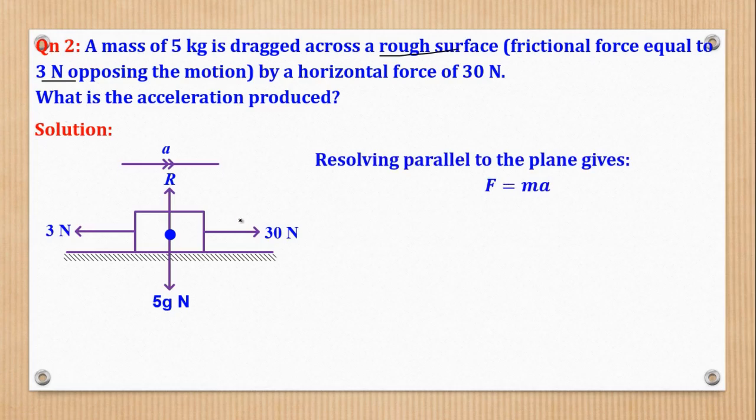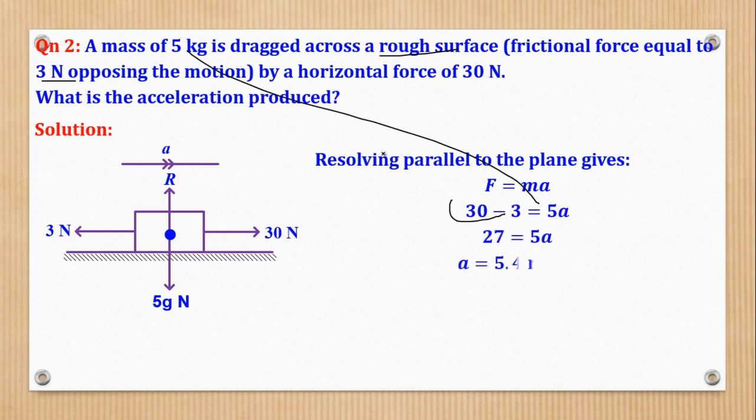Now there are two forces. We need to get the resultant in the direction of motion. So it will be 30 minus 3, resultant force. Then m is 5. Therefore, you can get the value of acceleration which they want.